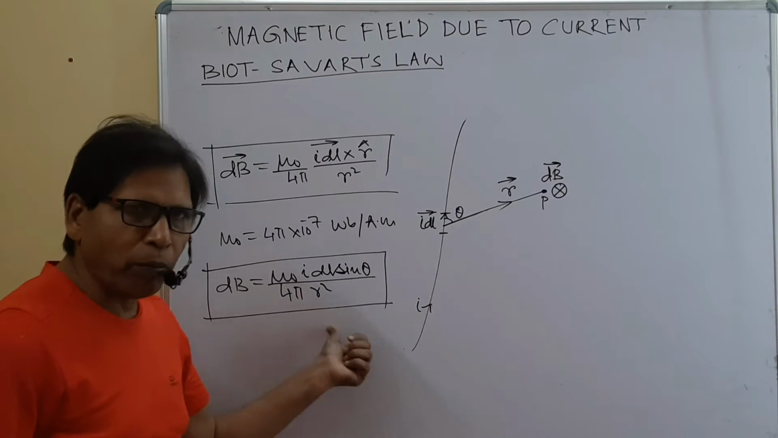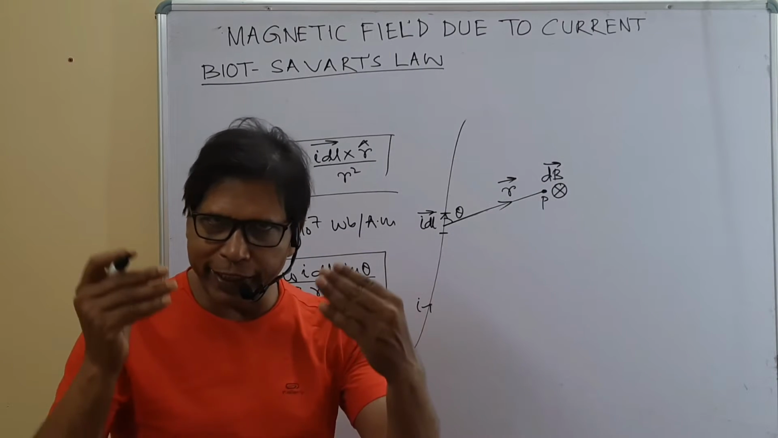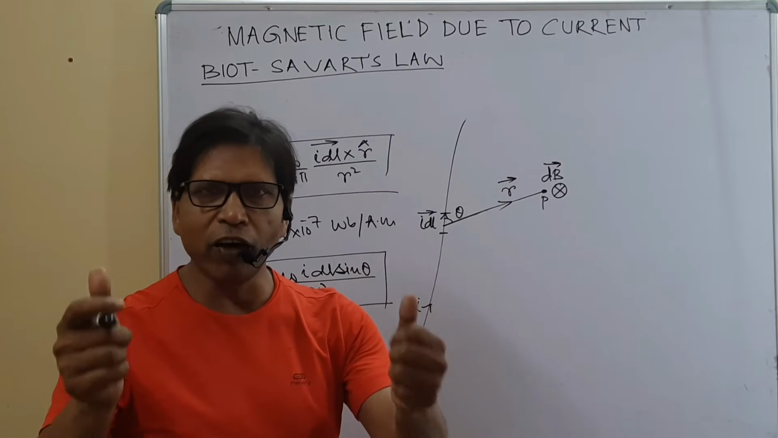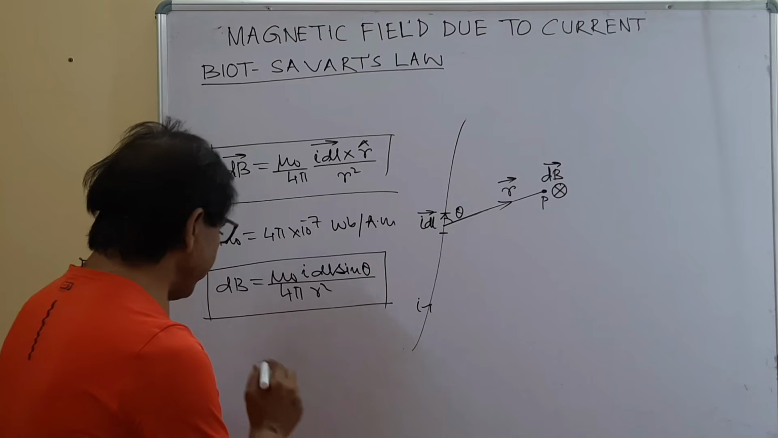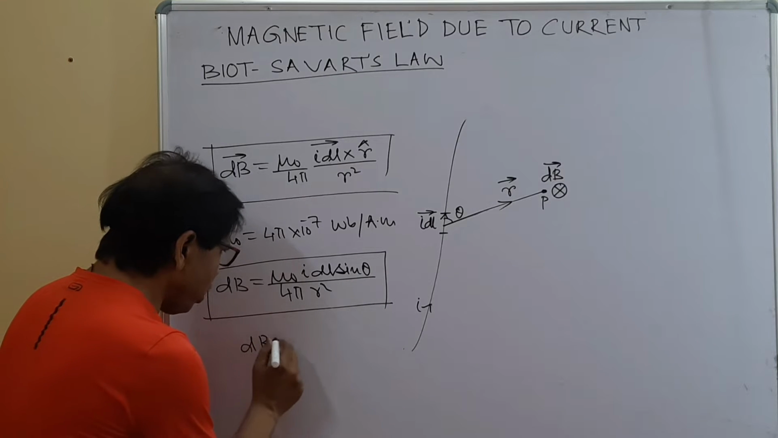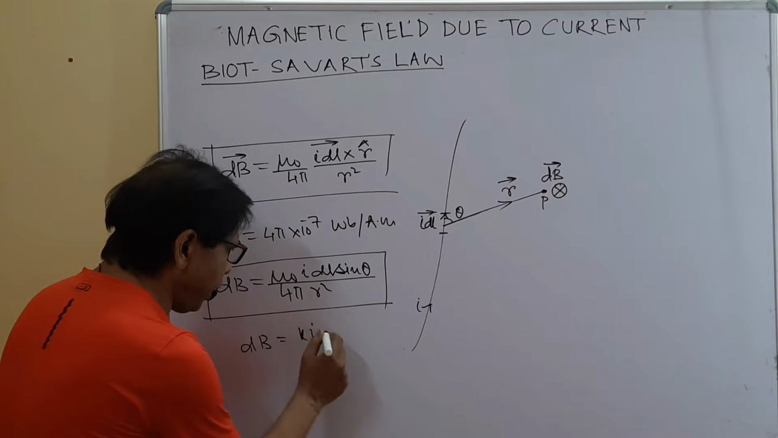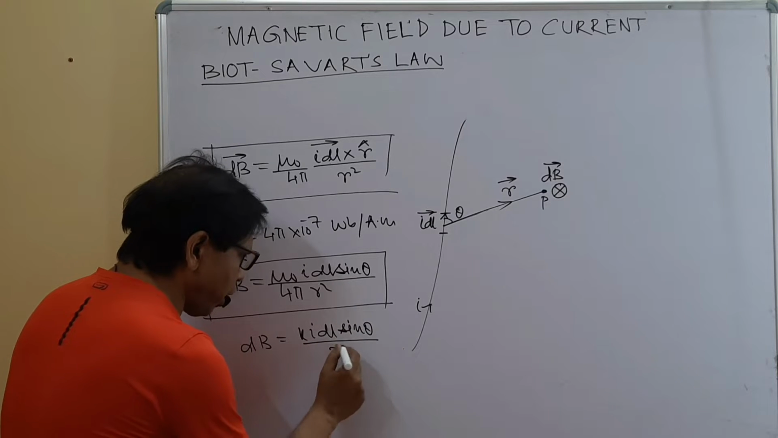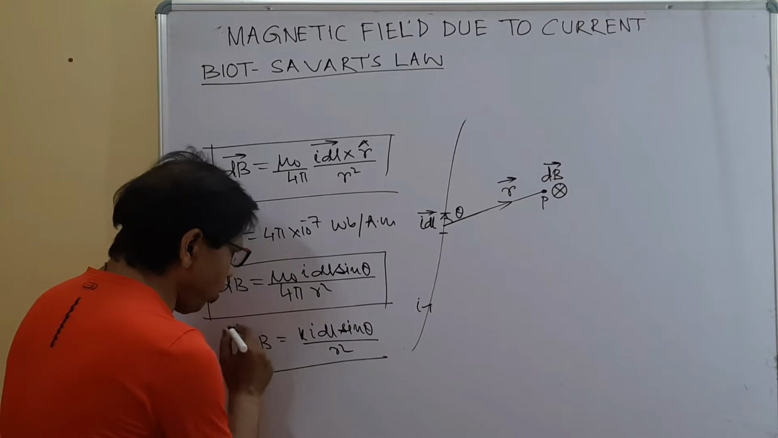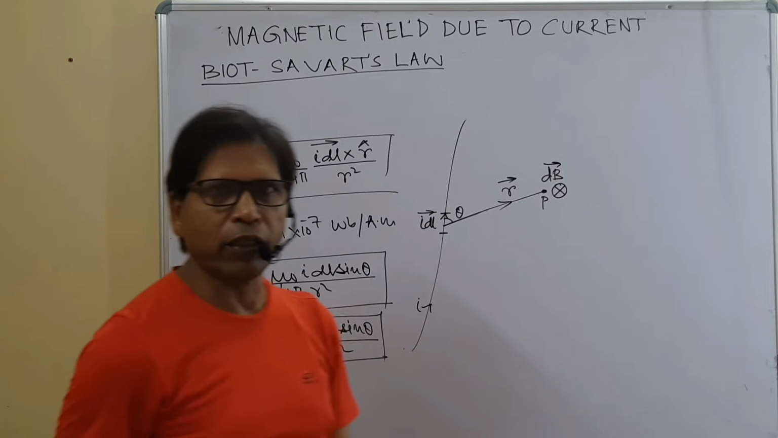The scalar form of the Biot-Savart law in CGS units is known as Laplace law. So Laplace law becomes dB equal to k I dl sin theta divided by r square. This is the Laplace law in magnetic field.